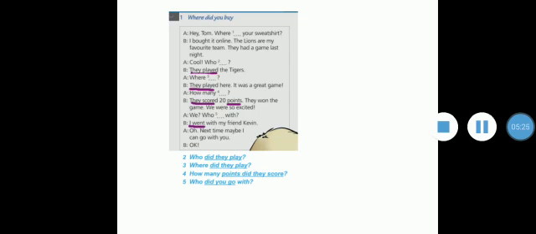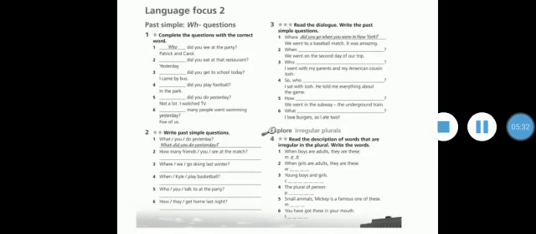Okay. So here are the answers. Let us move to the workbook exercise number 1. Complete the question with the correct word. Here we're going to put the correct WH word, كلمة السؤال المناسبة.